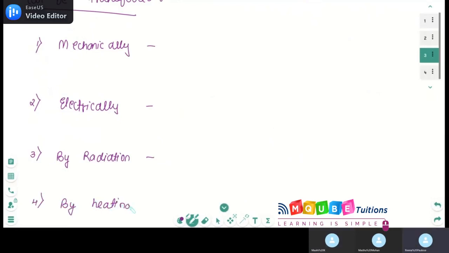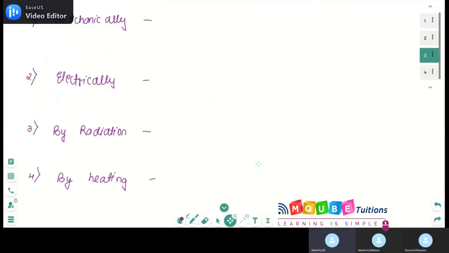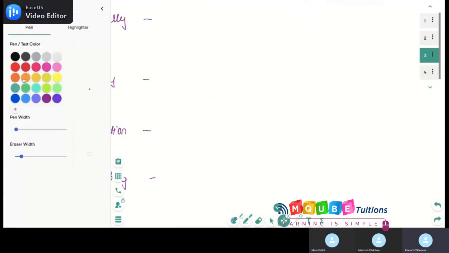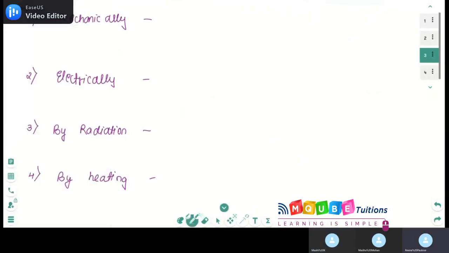What are the four methods? Tell me. Mechanically, electrically, by heating, and what was the last one? By radiation. Okay. Now, what exactly are these? So quickly, let's also understand what these are. So mechanically, how do you transfer energy? That is by the action of force.